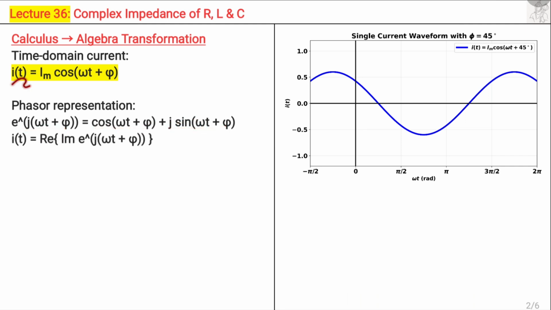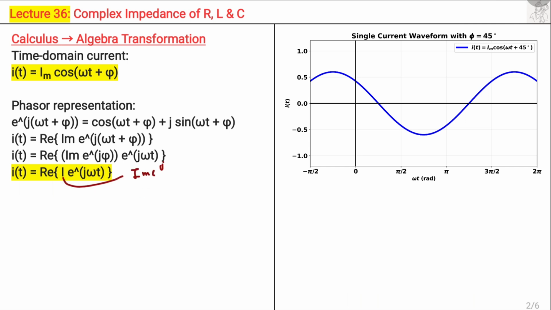So from here, the current, which is Im cos(omega t plus phi), is simply the real part of Im into e raised to power j(omega t plus phi). Now this e raised to power j(omega t plus phi) can be segregated into two parts, that is e raised to power j phi and e raised to power j omega t. In this equation, the constant part is represented by I, which is the phasor of current, and e raised to power j omega t is written as it is. Therefore I is simply Im e raised to power j phi, and this is the phasor of the current.